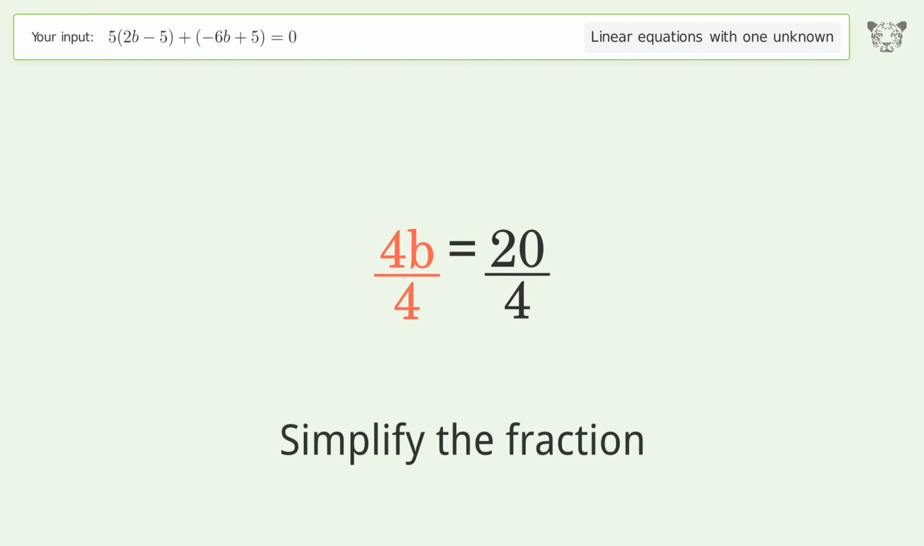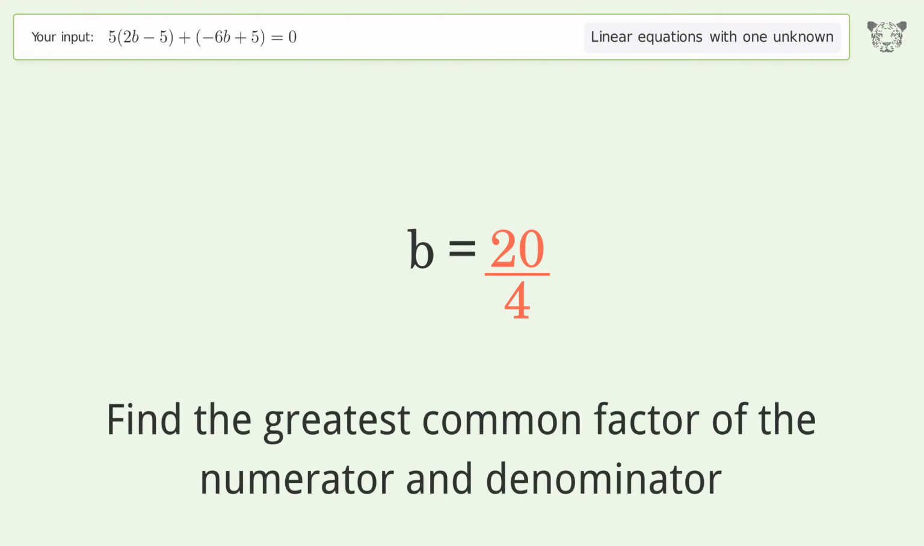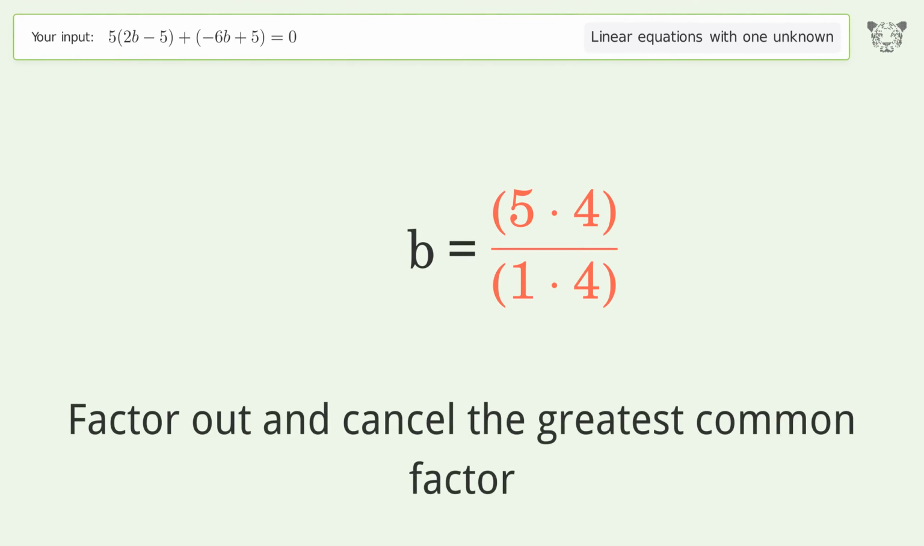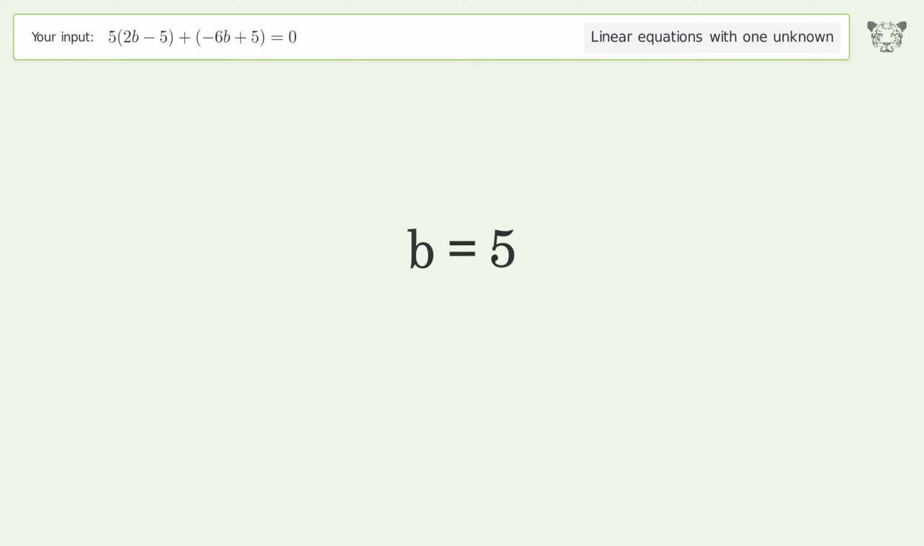Simplify the fraction. Find the greatest common factor of the numerator and denominator. Factor out and cancel the greatest common factor. And so the final result is b equals 5.